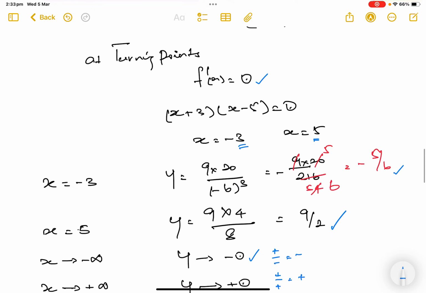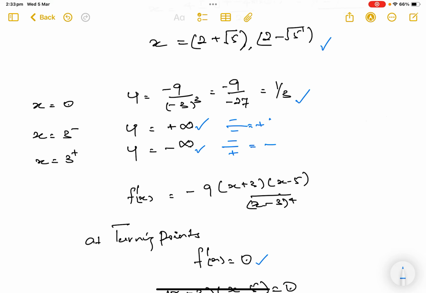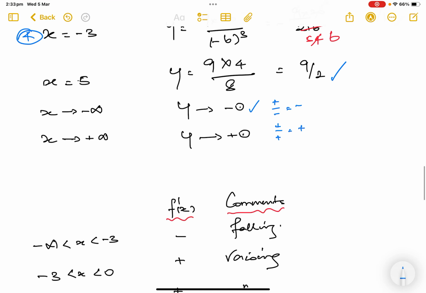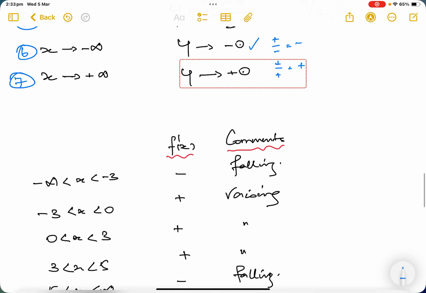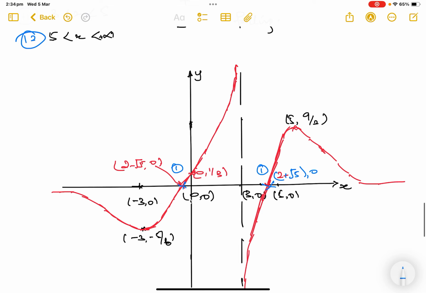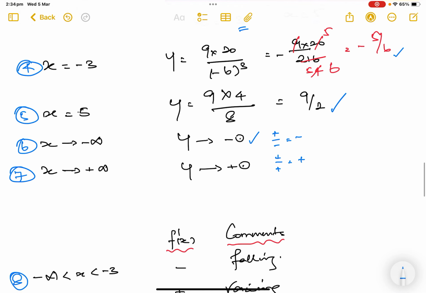If I could number it, it will be easier for you to understand. So 1, 2, 3, 4, 5, 6, 7, 8, 9, 10, 11, 12. So we have done number 1. I wanted to write it down here. These are two number 1s. So we marked number 1.